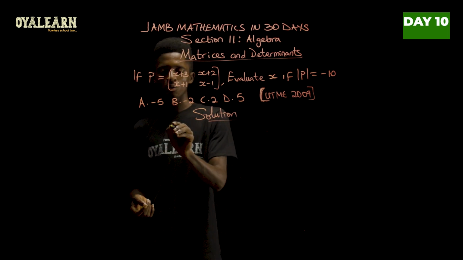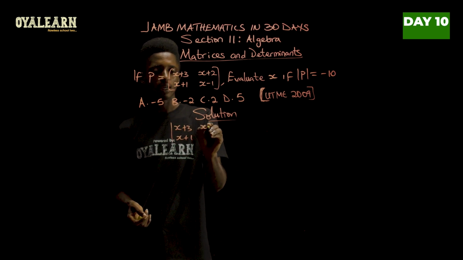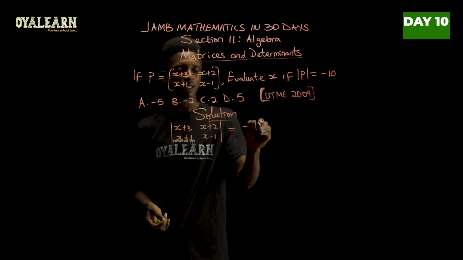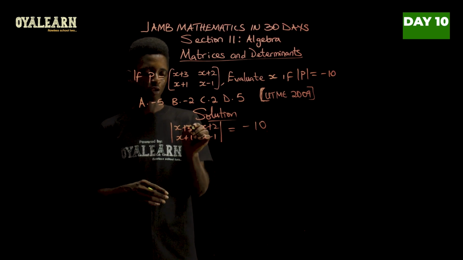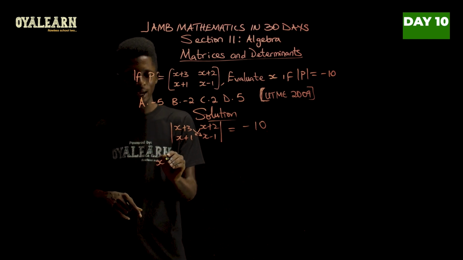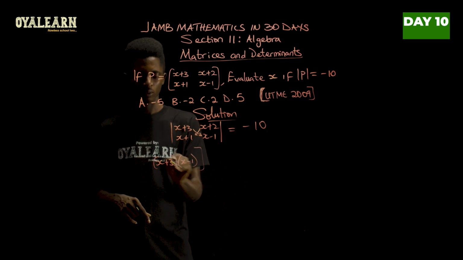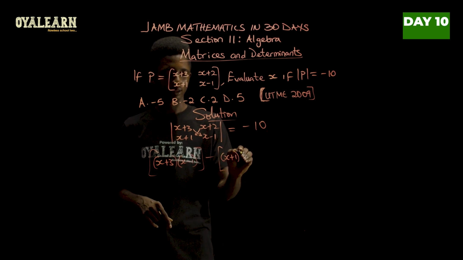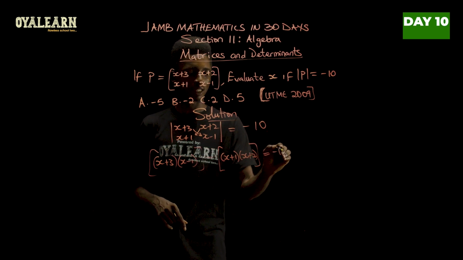Now, to solve this, we are saying the determinant of x plus 3, x plus 1, x plus 2, x minus 1 equals -10. As we did the determinant of a 2 by 2 matrix in the previous question, we're going to do the same thing here. We multiply the diagonals. So we have x plus 3 multiplied by x minus 1, then minus x plus 1 multiplied by x plus 2. And all of this equals negative 10.